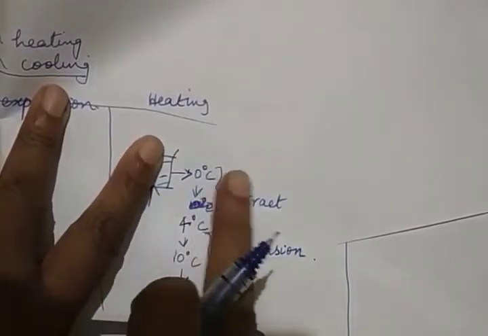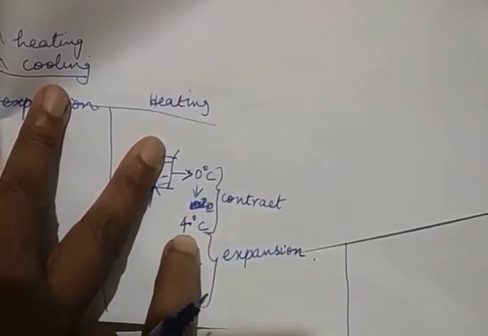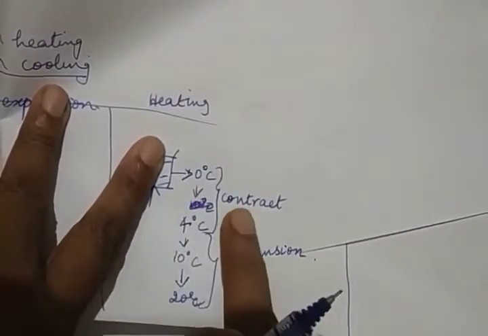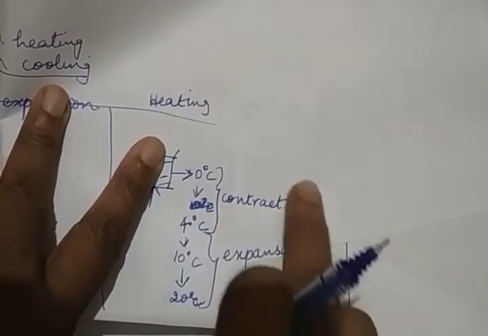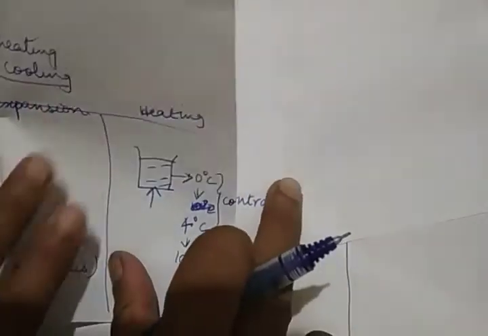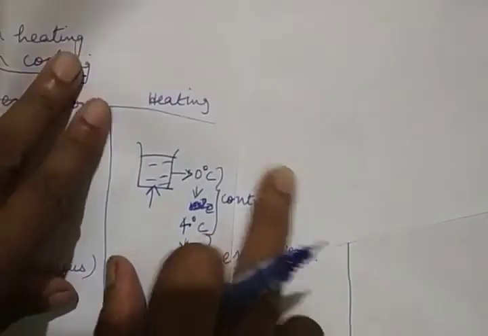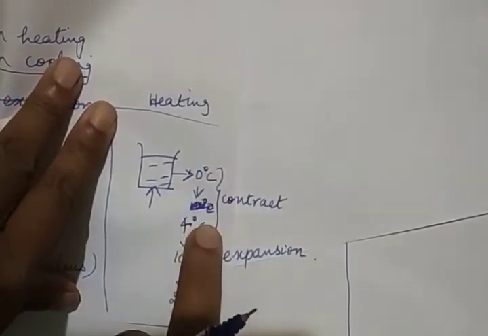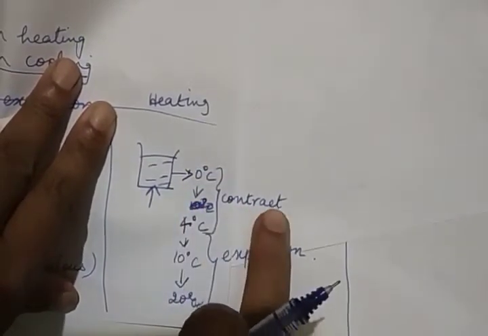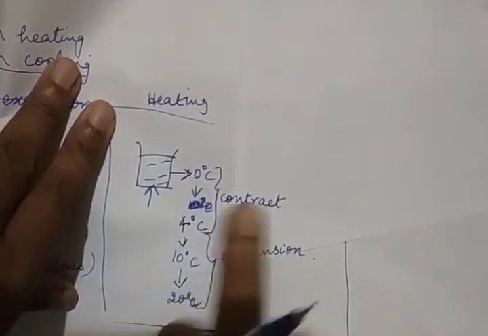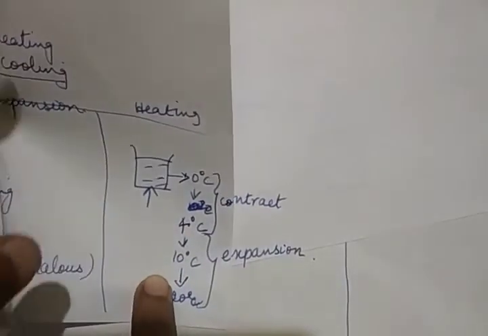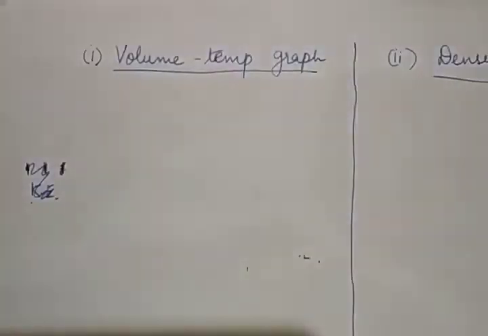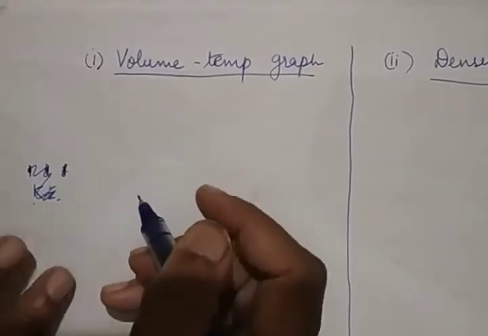Only from 0 to 4 degrees Celsius, when you heat it, it was contracting. This is also possible. Not necessarily only when you cool it, even when you heat it between 0 and 4, instead of expanding, the water will contract. That is also a part of anomalous behavior. Now this is what we are going to plot in a graph.